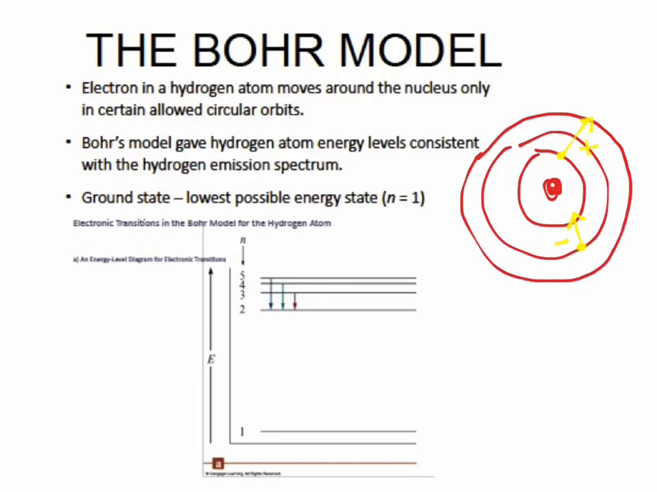So the lowest possible energy state is 1, but that doesn't have to be the ground state. Your ground state could be 2, depending on where you fell back to. But the lowest one we can go to is 1.